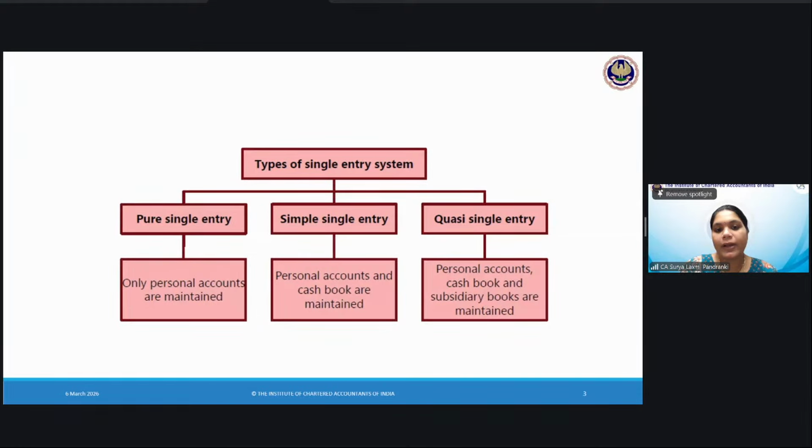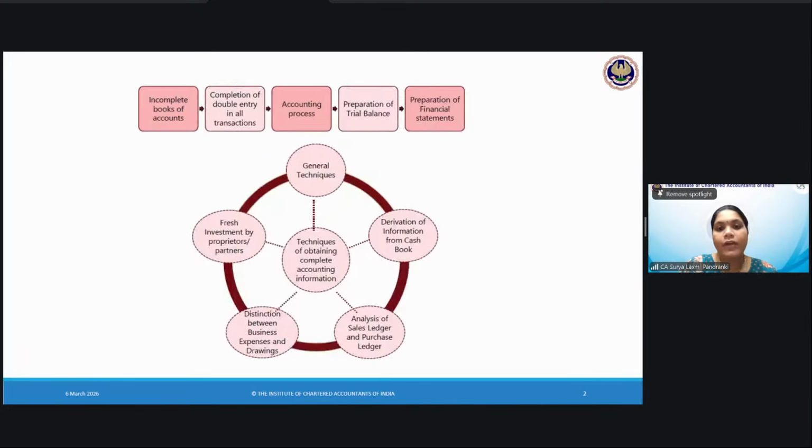Simple single entry, they try cash book also. That is simple single entry. And in quasi single entry, like I told you, subsidiary accounts are also maintained, like purchase accounts, sales accounts, and a few other accounts are also maintained. So what is your type of single entry depends on business to business, because not everybody will maintain all the accounts, right? But why are we learning this single entry system is because we are doing a chapter, incomplete records.